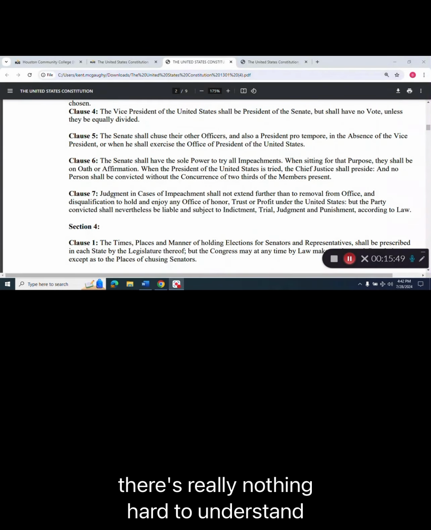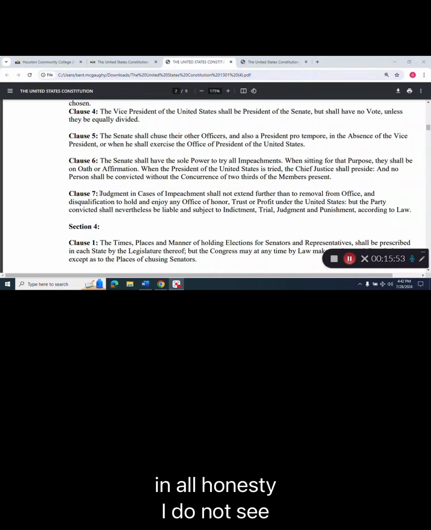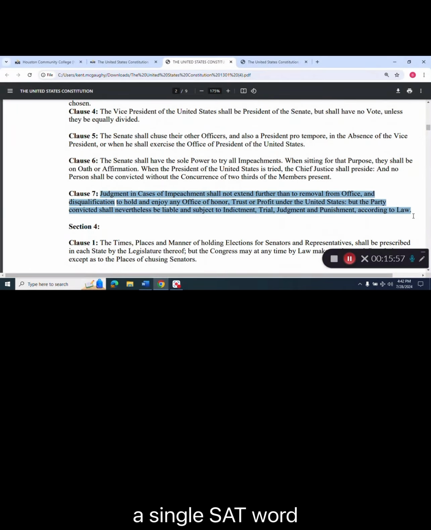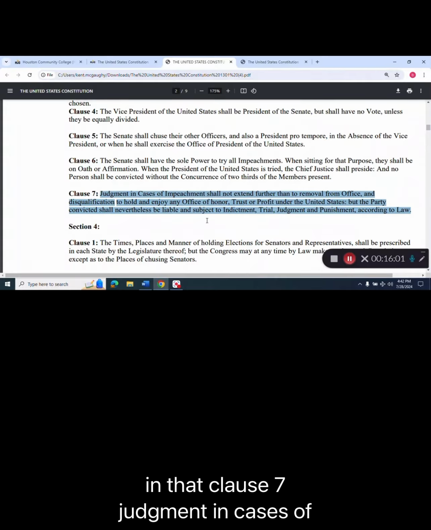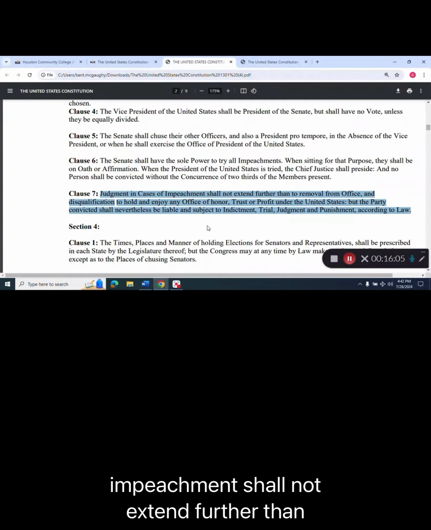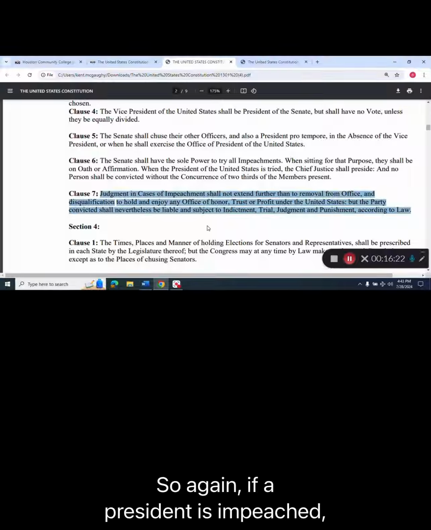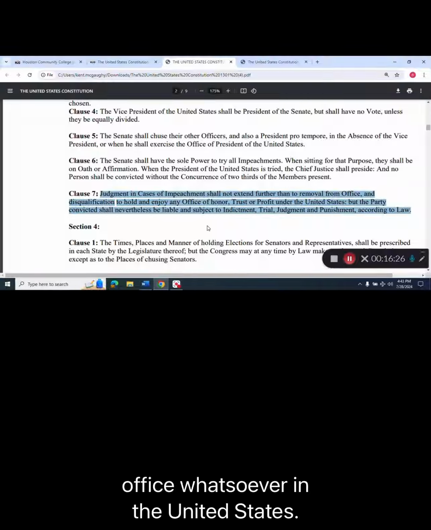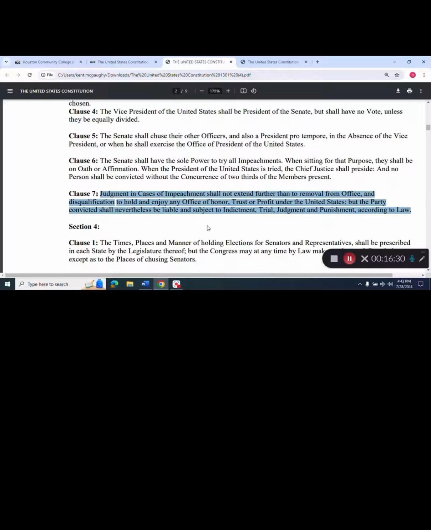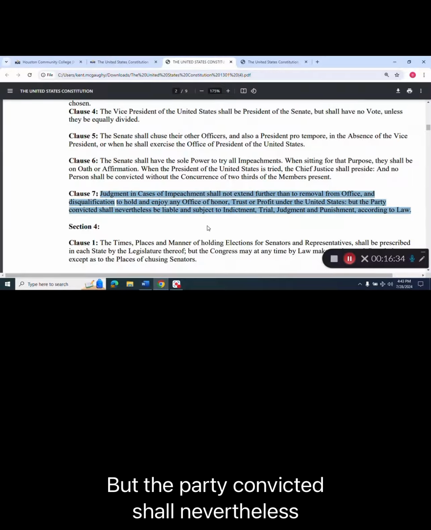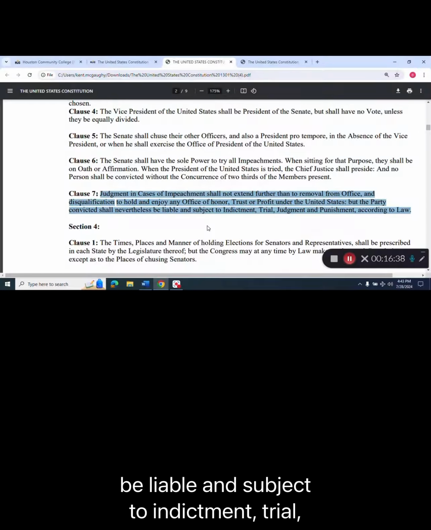There's really nothing hard to understand. In all honesty, I do not see a single SAT word in that Clause 7. Judgment in cases of impeachment shall not extend further than to removal of office and disqualification to hold and enjoy any office of honor, trust, or profit under the United States. So again, if a president is impeached, then they can no longer serve in any office whatsoever in the United States. But the party convicted shall nevertheless be liable and subject to indictment, trial, judgment, and punishment according to law.